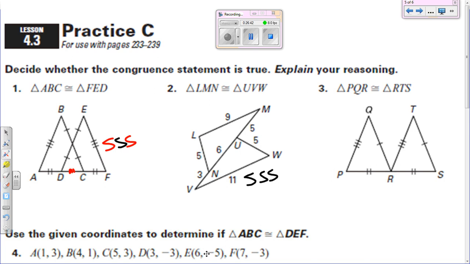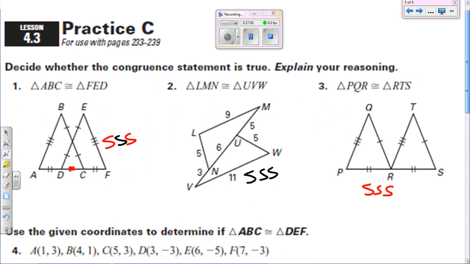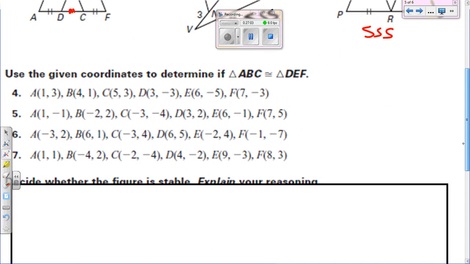PQR and RTS. PQ is the same as RT. They both have 3 markings. QR has 1 marking. TS has 1 marking. And then PR and RS each have 1 marking. So that would also be side, side, side.